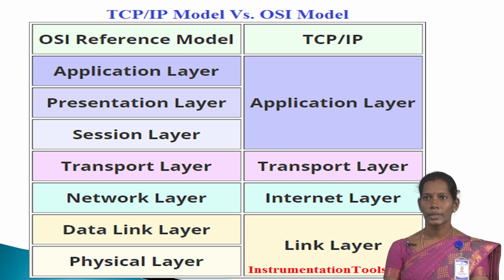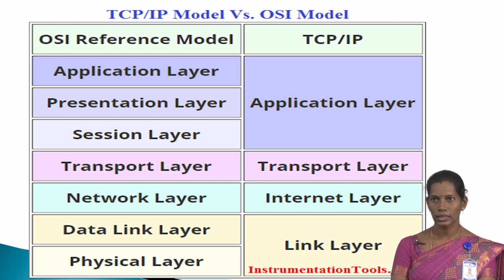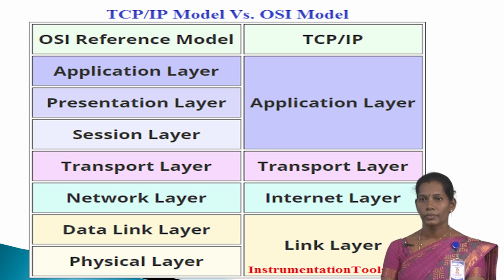UDP does not specify which packet is lost. UDP contains only a checksum. It does not contain any ID of a data segment.